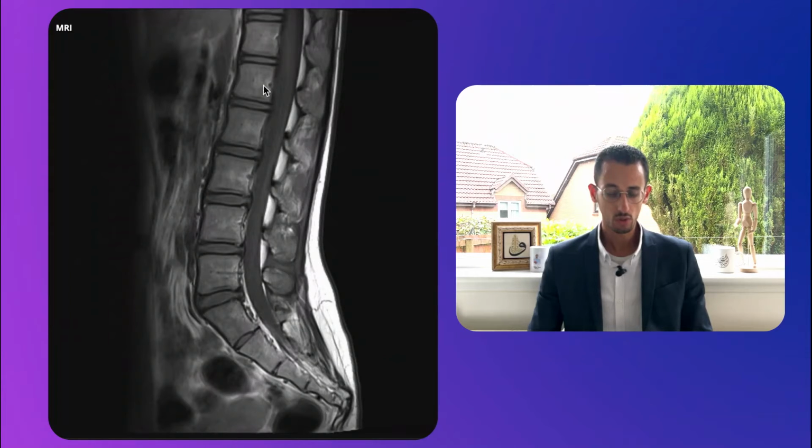In terms of the vertebrae themselves, all the vertebrae look square shaped. So there is no collapse or any change in the shape of those vertebrae. The signal within the vertebrae itself also looks normal. So that's what we look out for.